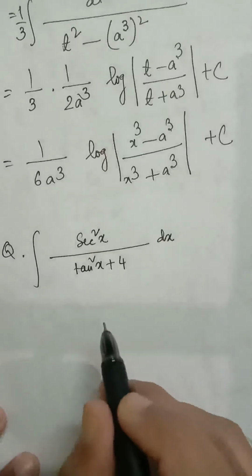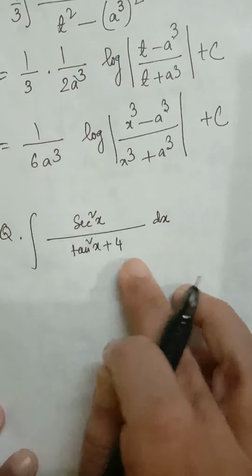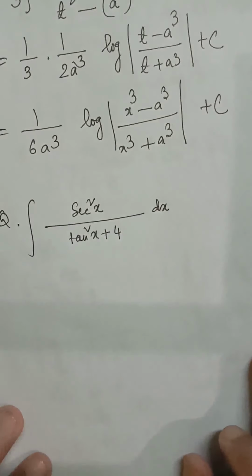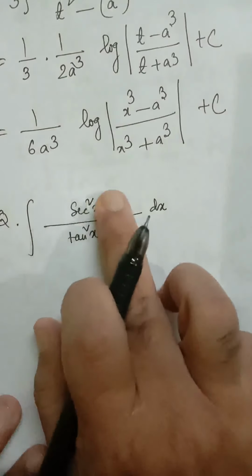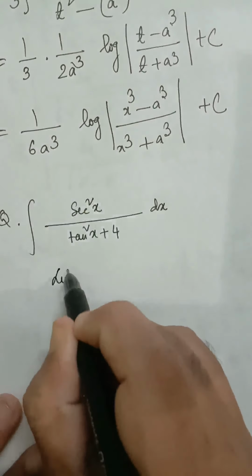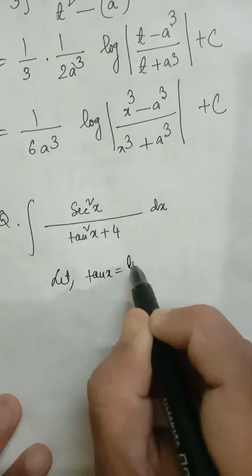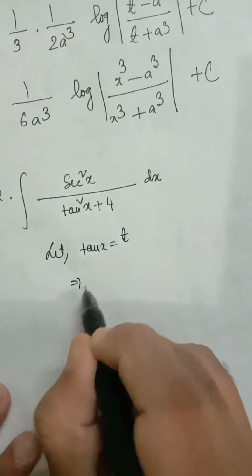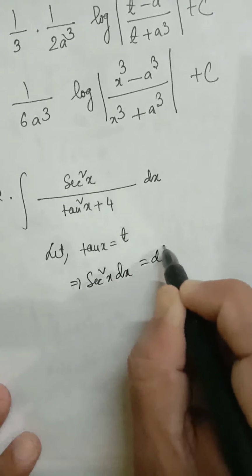Next, to integrate sec square x dx by tan square x plus 4. Here you can see the derivative of tan x is sec square x. So first of all, we will substitute. We will put tan x equal to t. Its derivative is sec square x dx is equal to dt.